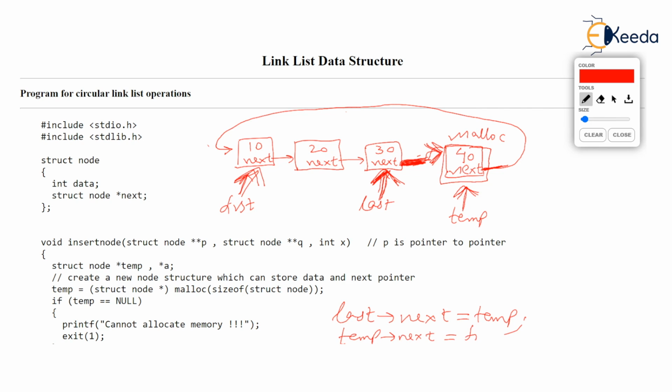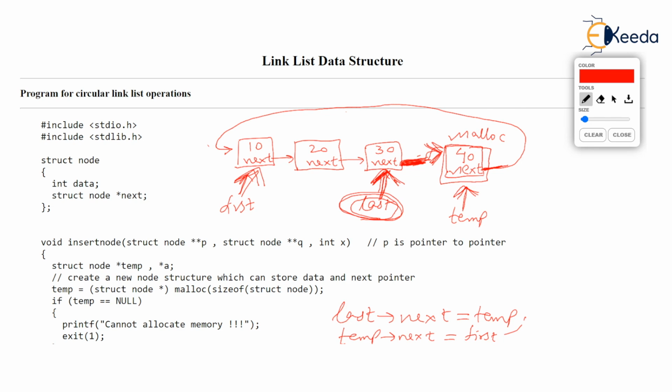Now one more line to end it. Now you see the last pointer which I am encircling is pointing to 30. We don't want that now, isn't it? Who is the last node now? 40 is the last node because 40 is pointing back to 10. So we will change last and we will say last, you should point wherever temp is pointing, and temp is pointing to 40.